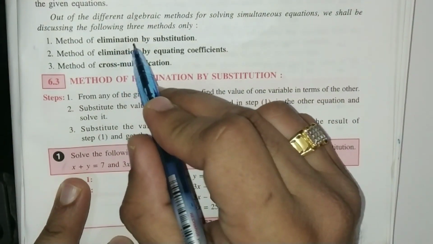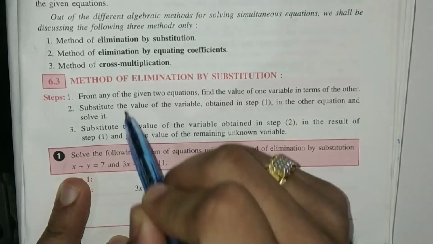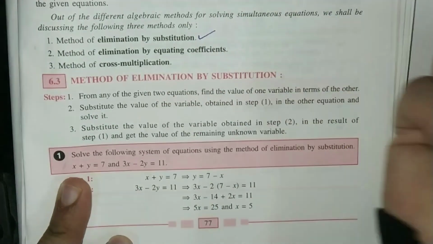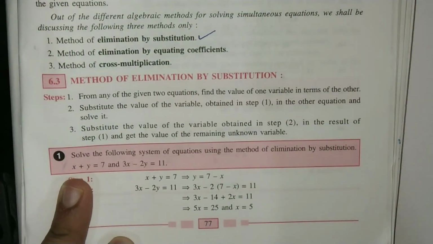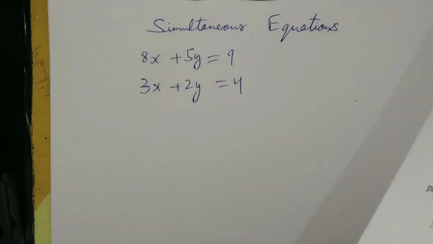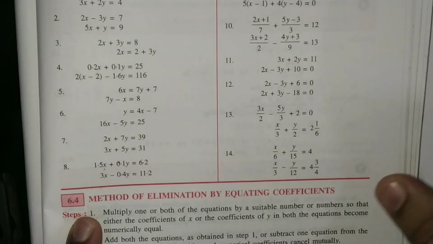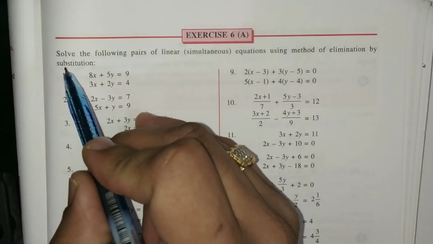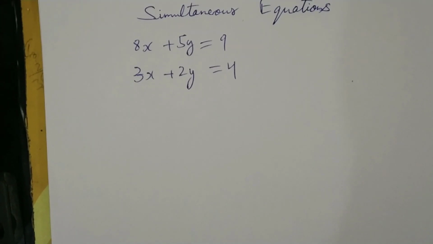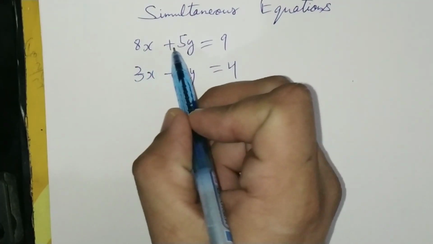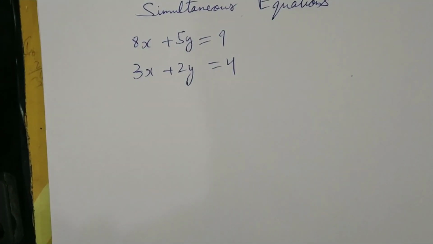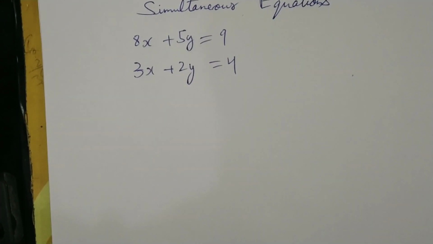First is elimination by substitution, elimination by equating coefficient, and cross multiplication. So the first exercise is based on this method, elimination by substitution. The very first question we will solve by substitution method. In this method, we just have to find the value of x or y from one equation, and we have to substitute that value in the other equation.